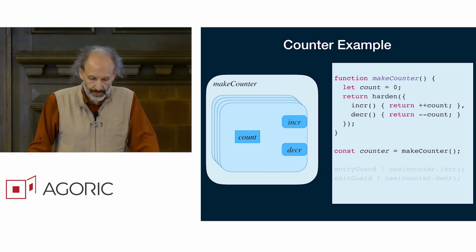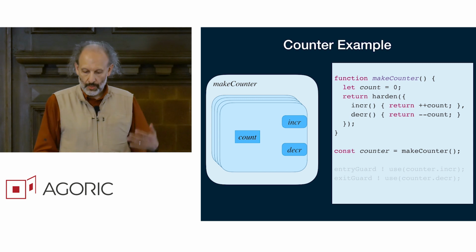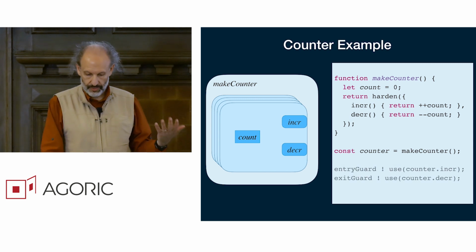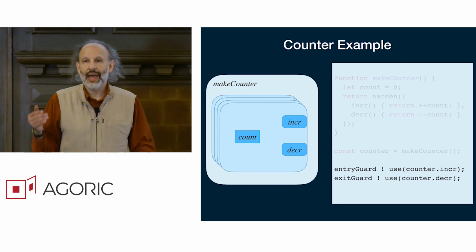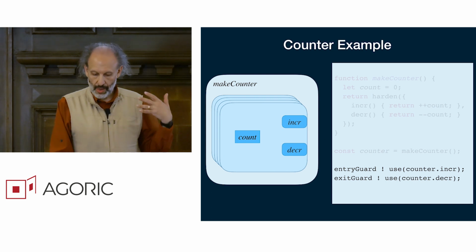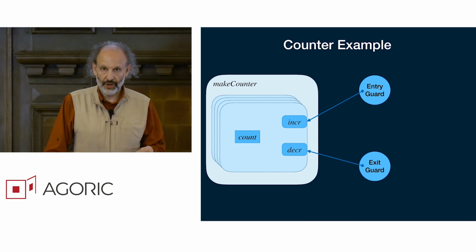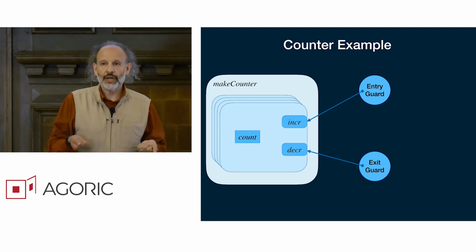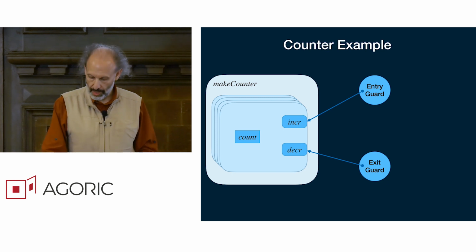What can we do with this? Well, for example, maybe we want to keep track of the number of people inside a room by having an entry guard count up when people are entering the room and an exit guard count down when people exit the room. So we can give the entry guard access to the inker function and the exit guard access to the decker function. And the result is that the entry guard can only count up, the exit guard can only count down.